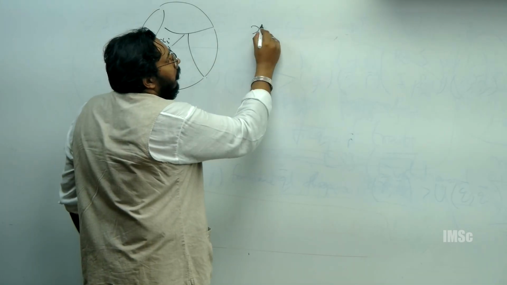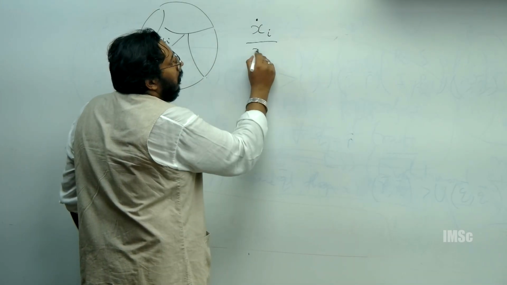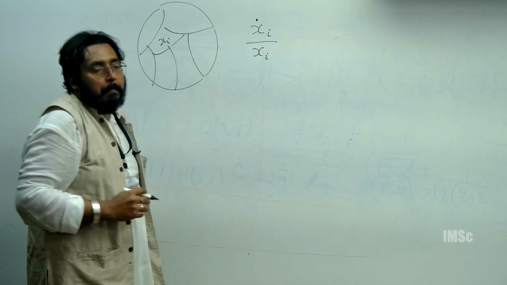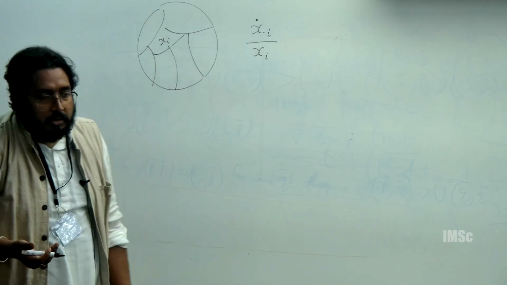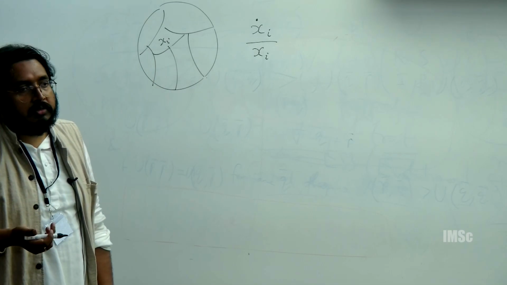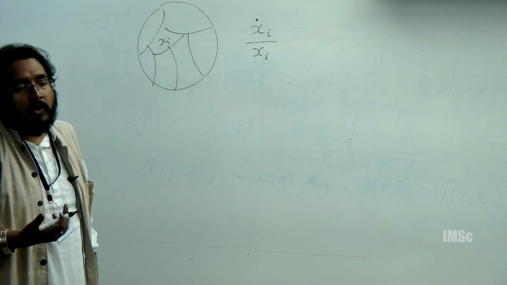So, we are asking the question, what is the per capita growth rate of a particular trait? How should I write down the law for this?